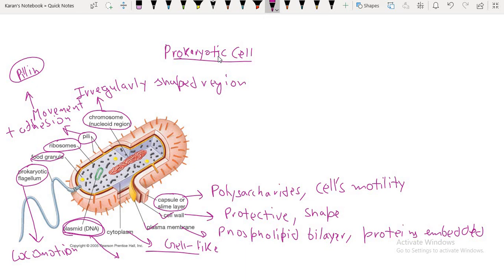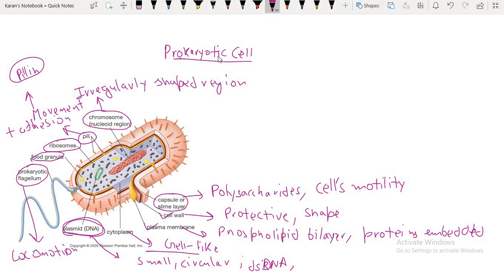So this plasmid DNA is basically a small DNA which is circular, and moreover it is double-stranded DNA, mind it, double-stranded DNA, right? And it has genes. This plasmid has a special property because plasmid DNA has some genes which provide antibiotic resistance to this bacterial cell, right? So this is the structure of the prokaryotic cell.